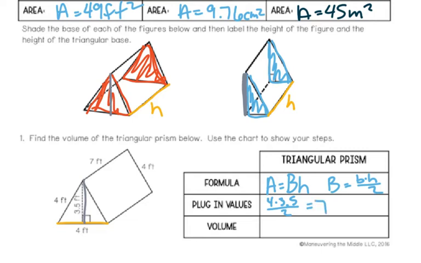I also wrote this a little wrong. We're not finding area anymore. We're finding volume, so that should be V equals big B times H. So big B is 7, and now I can plug that into my volume formula.